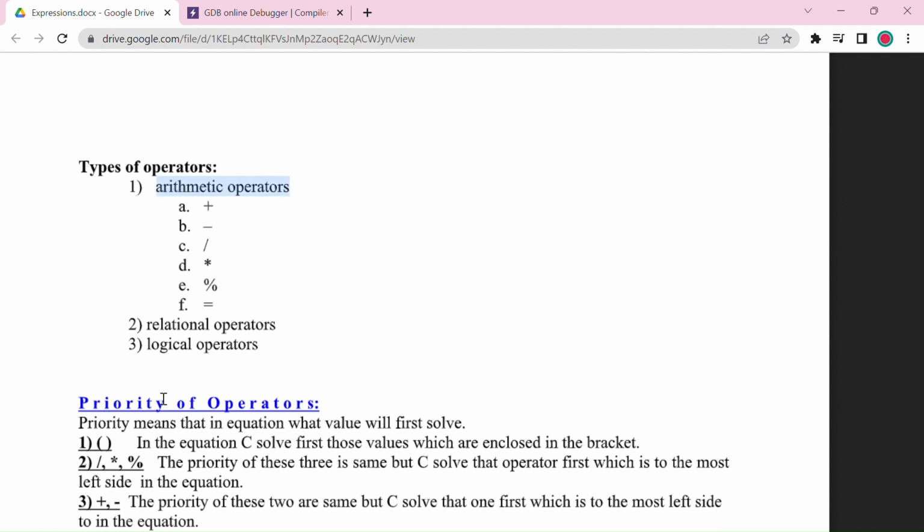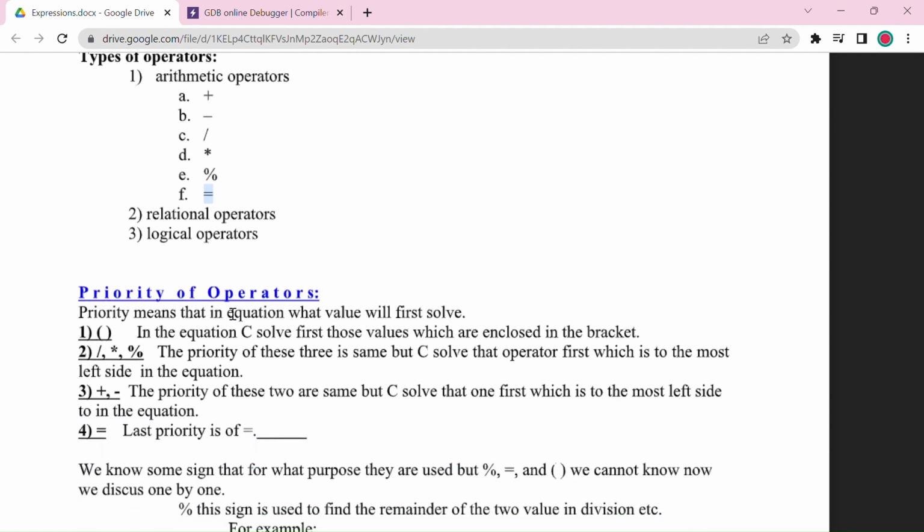Now we have the types of operators, as I've told you: arithmetic operators, relational operators, and logical operators. Arithmetic is pretty simple. It's something you have been using in your previous grades, like addition, subtraction, division, multiplication, percentage, and the equality sign. Then we have relational operators and logical operators that we will discuss later on.